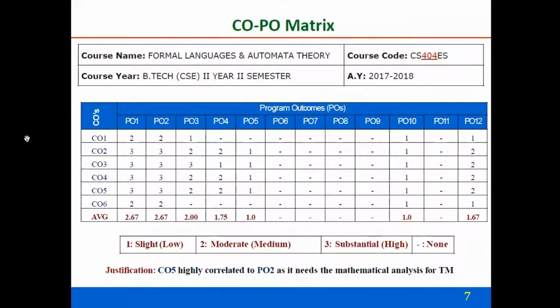Now we have to provide the level of mapping. The level of mapping is defined with respect to the following three values. If a particular course outcome of a particular course is mapping with a particular program outcome at a slightly low level, you can provide the value 1. So digit 1 represents slight or low. If a course outcome is mapping with a particular PO at a moderate or medium level, then you have to give the value 2.